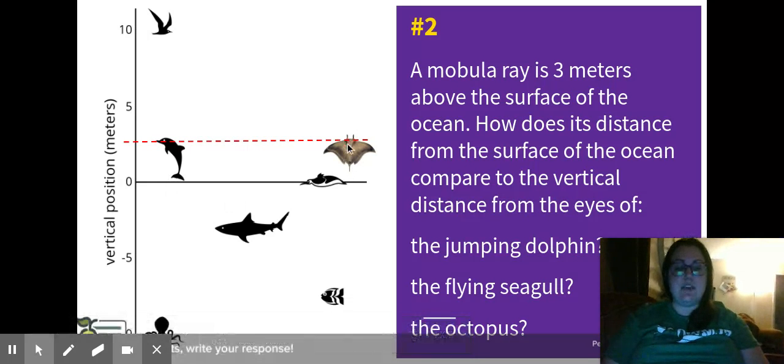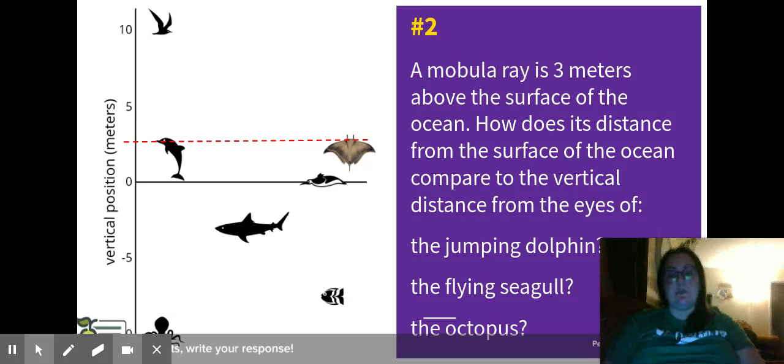What about the flying seagull? If this is, let's say, 7 and the seagull is 10, well, then we would know that the seagull is 3 meters above the ray. But we know that's not 7, so don't use that number.